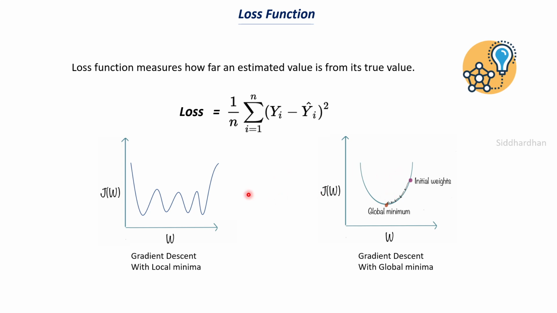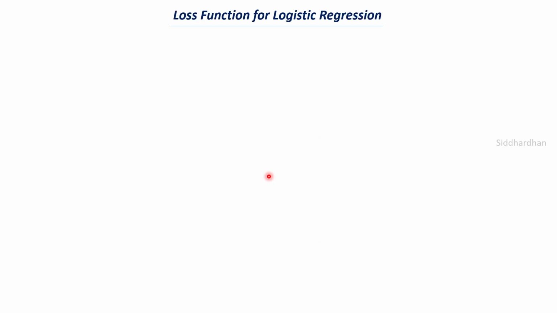So you will understand what I'm trying to say, just hang in there. This is the reason we are not using this particular loss function, because of the problem of local minima. For this purpose, we need to use a different kind of loss function, not this particular equation. Now let's try to discuss that particular loss function.